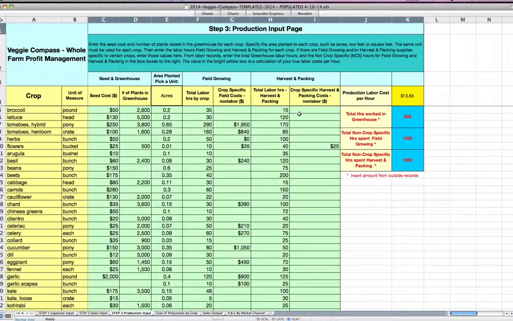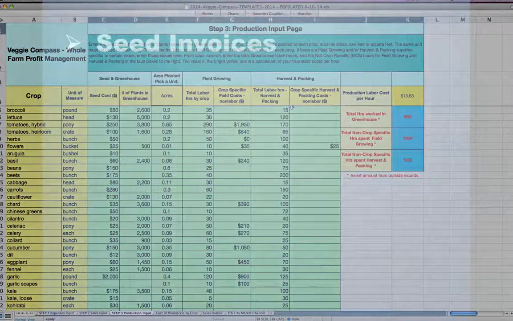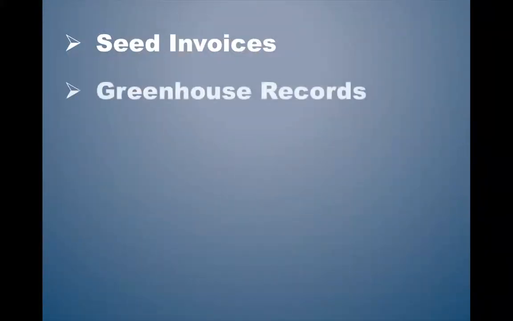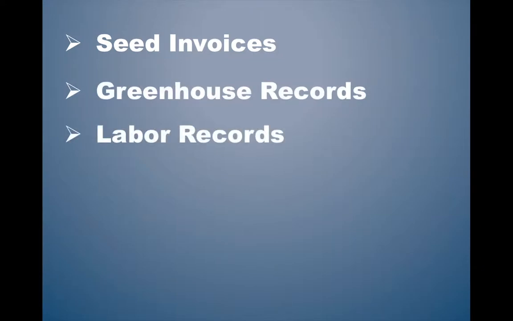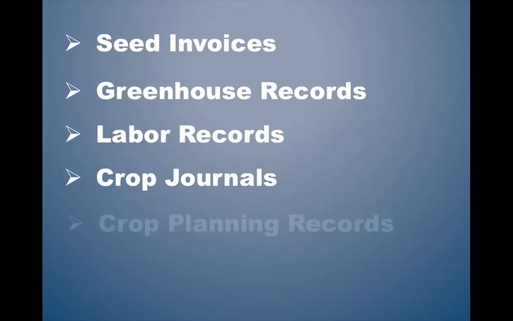The records that you'll find useful in filling out this sheet include your seed invoices, greenhouse records, labor records including time cards, crop journals where you're tracking field activities, and your crop planning records.